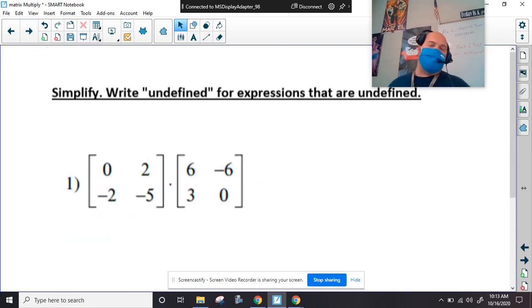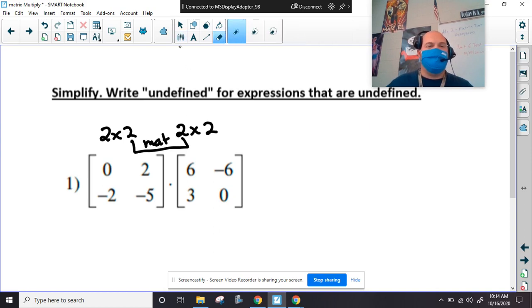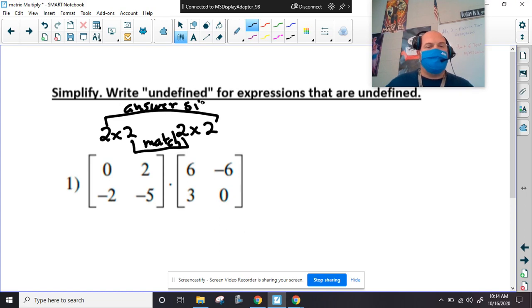All right. Simplify, it says, right, undefined for expressions that are undefined. Those are going to be the problems that we can't do. Now, this is a 2 by 2 and a 2 by 2. This is our match, so we can do it. So it is defined. I just spelled math instead of match. Spelling is not my strong point. And then this is going to be our answer size.